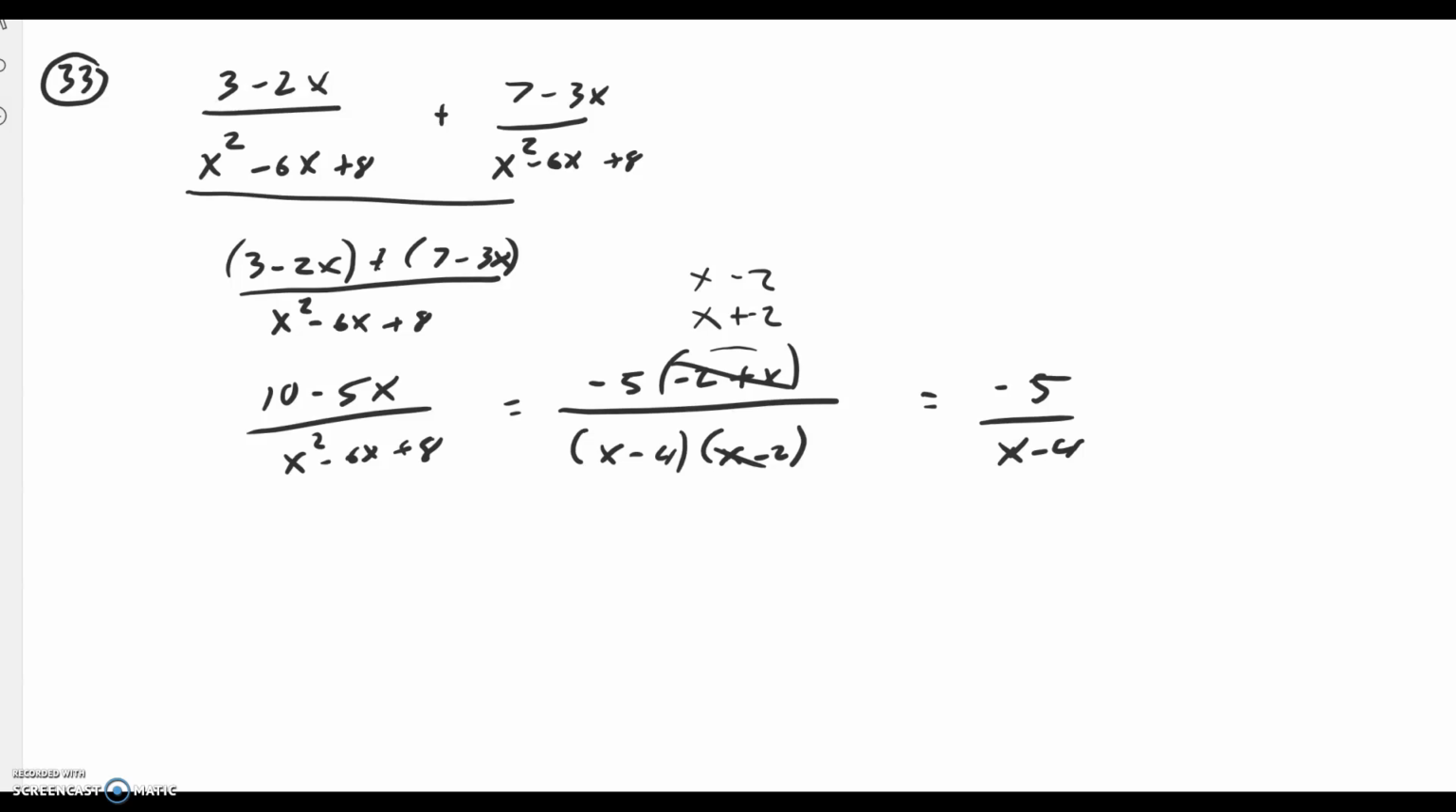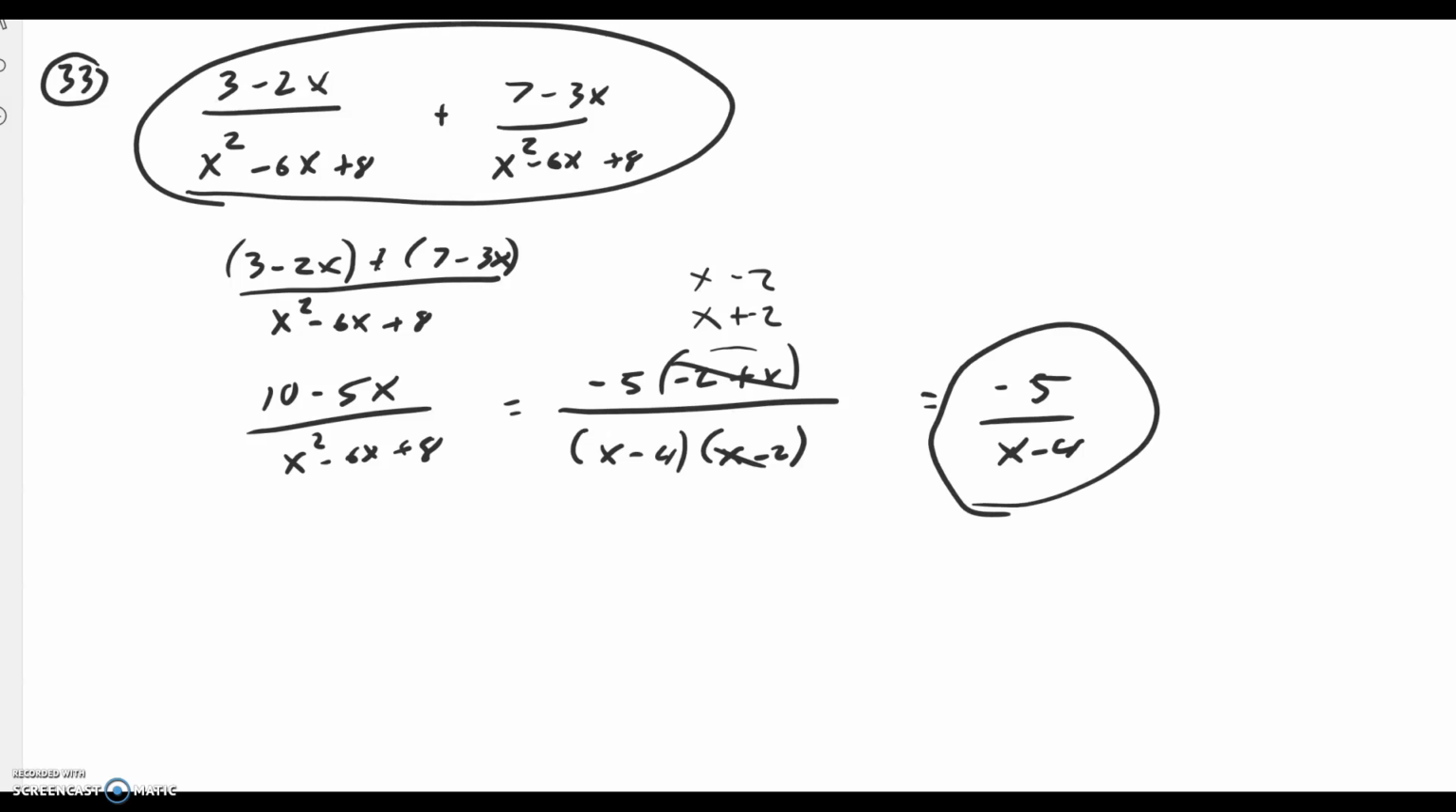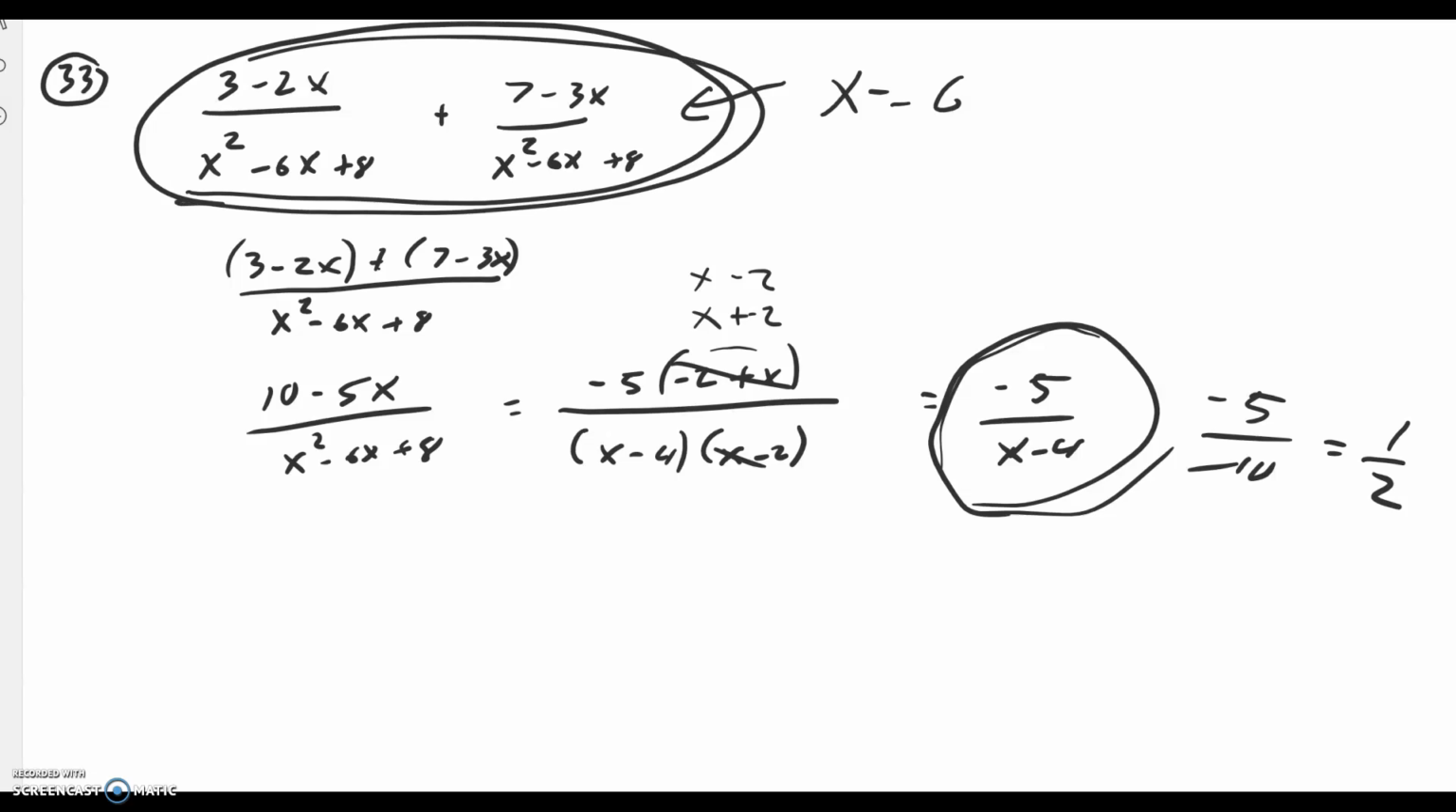So wherever these fractions are defined, these two fractions always equal this one. So if you put in, for instance, just to pick a number, if you put in x equals 6 here and do all the calculations, you would get negative 5 over negative 10 or 1/2, because this equals this always.